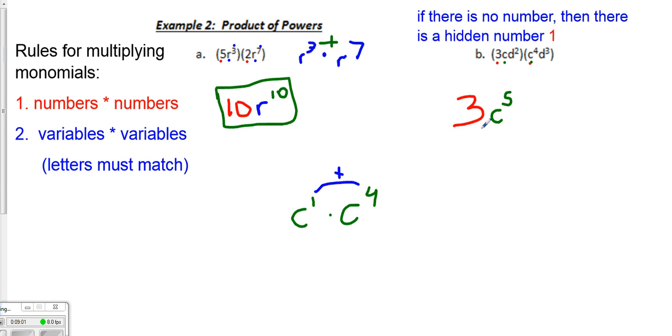So we have our number part, we have our c's. Now we need to do the d variable. We have d to the 2 and d to the 3. Well, 2 plus 3 is going to be 5. Nice quick shortcut there. So this monomial times this monomial will end up being 3c to the 5 d to the 5.